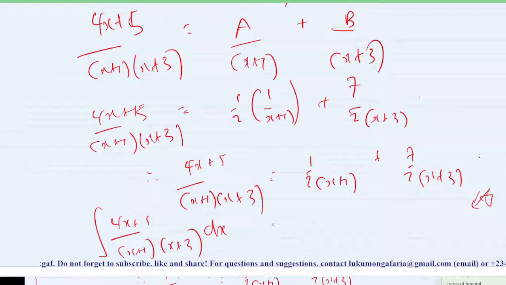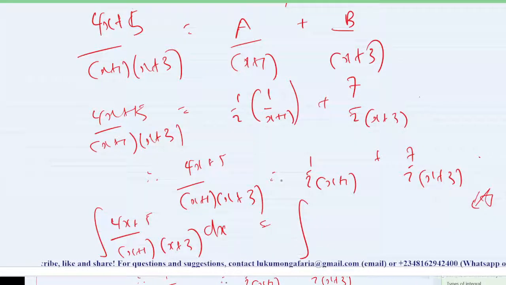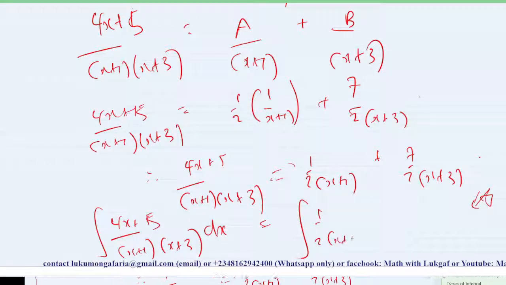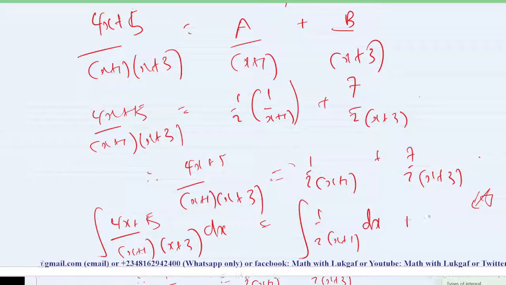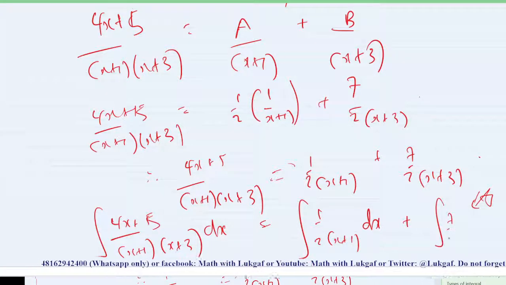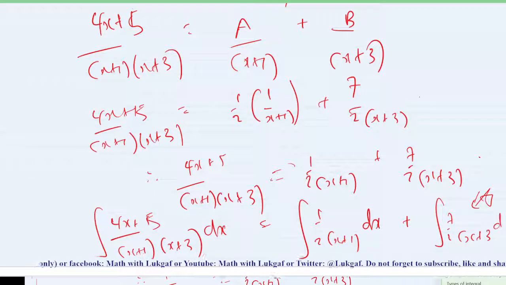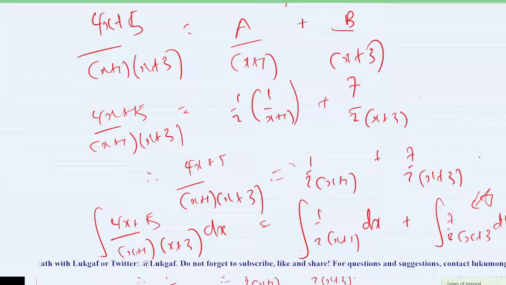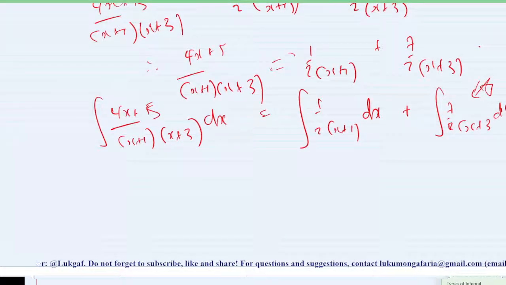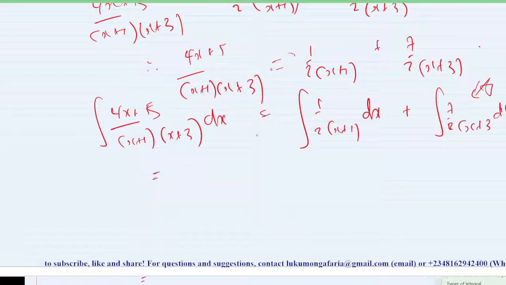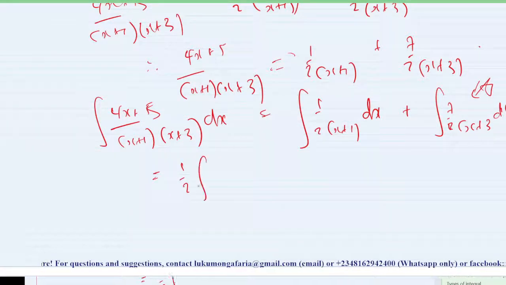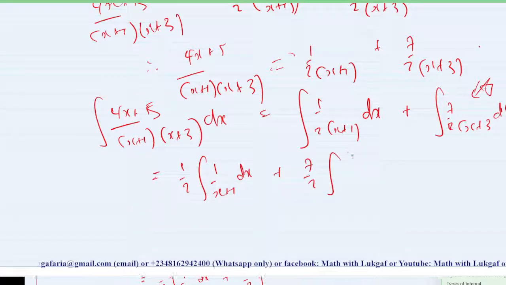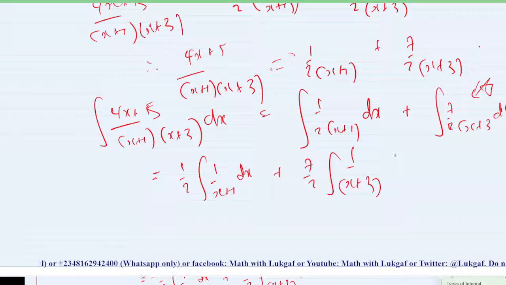So that will give you the integral. We've obtained here that 4x plus 5 gave this, right? Then I can have integral of 1 over 2 x plus 1, your linearity property, plus integral again of 7 over 2 x plus 3 dx. And don't forget, when you are integrating with respect to a particular variable, you take out all the constants. Then this is the same thing as 1 over 2 integral 1 over x plus 1 dx plus 7 over 2 integral 1 over x plus 3 dx.